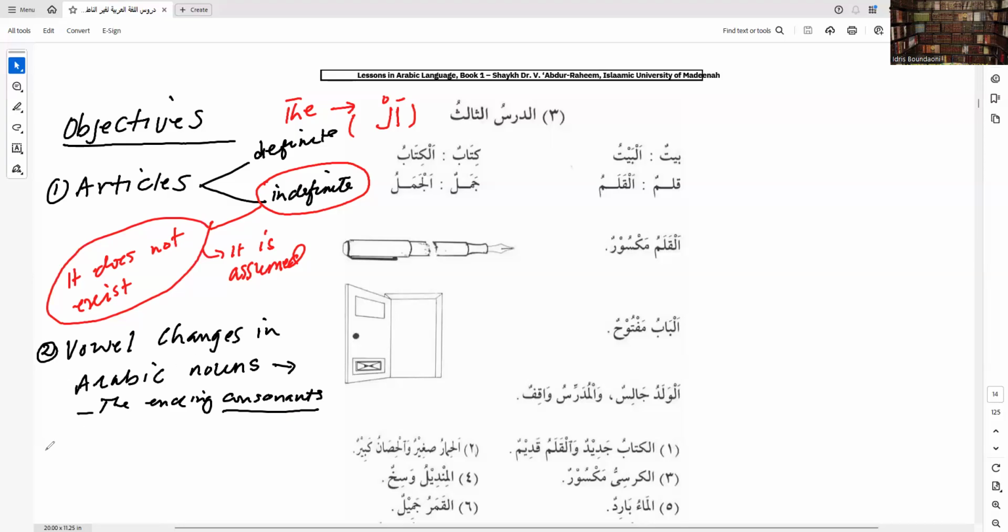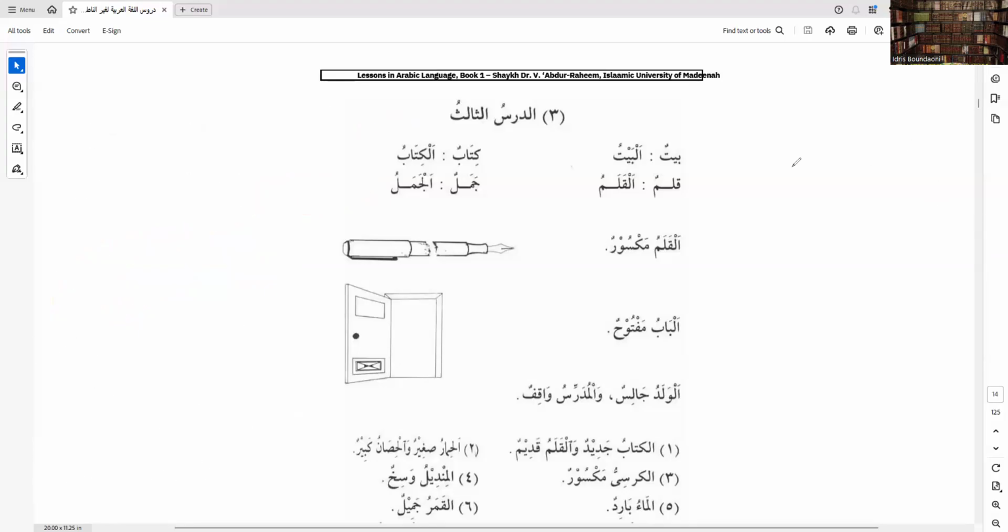And then we're also going to learn the use of complements in Arabic. And then number 4, which is the final, we're going to learn adjectives today. So these are the objectives in this lesson. Let's get started.